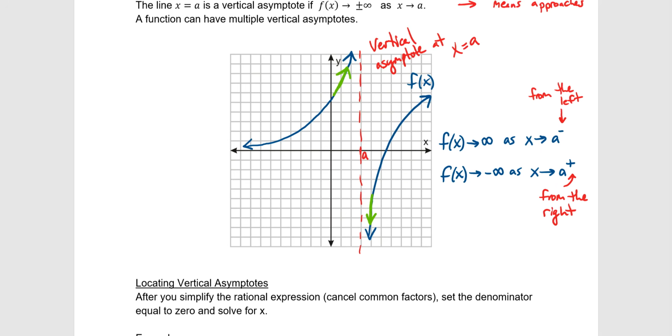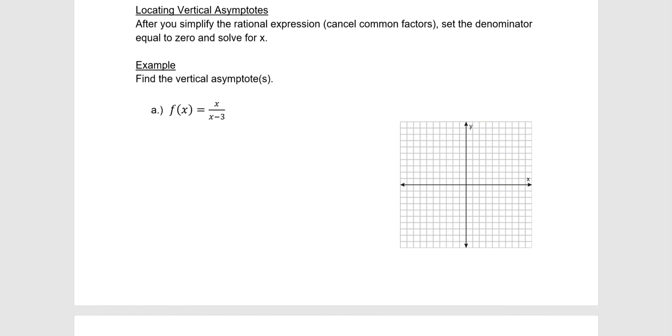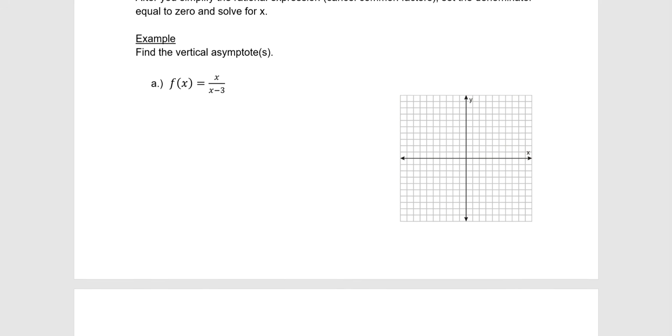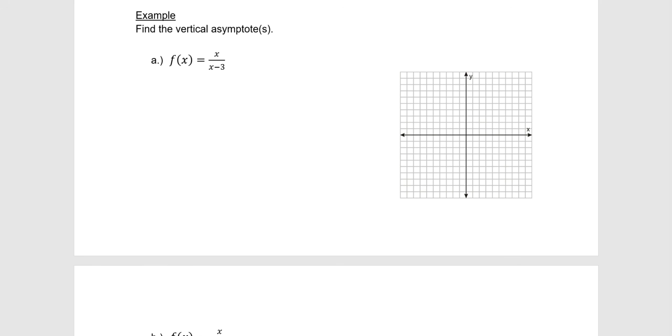Okay, so the way that we find these when we have a function, locating vertical asymptotes, we're going to simplify the expression. After we simplify the expression, which means canceling common factors, we may have to factor the numerator and factor the denominator, and then cancel those common factors. We're going to set the simplified denominator equal to 0 and solve for x. When we solve that for x, that's going to be our vertical asymptote. So let's do these examples here. The first one, let's find the vertical asymptotes.